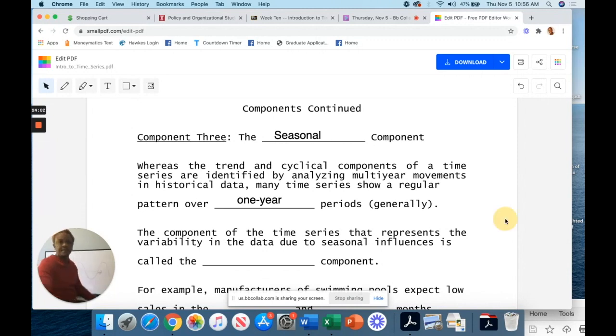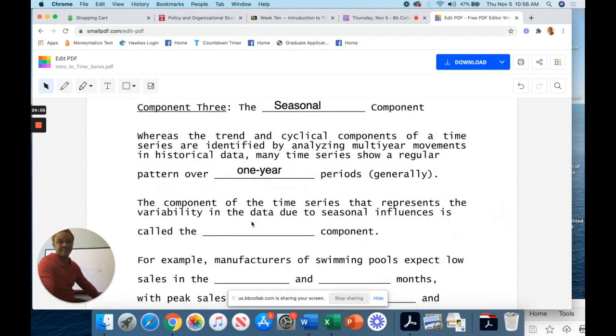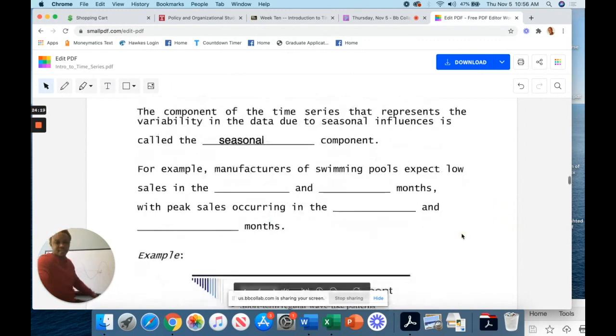Okay. The component of the time series that represents the variability in the data due to seasonal influences is called the seasonal component. Now, in these blanks right here, we're going to end up writing seasons. But again, that's assuming that our cycle is over a year period, right? So then it perhaps makes sense to talk about the different seasons within that one period. But I just want to make clear that once you identify the cycle, the discussion of season has to do with what's going on within that particular cycle.